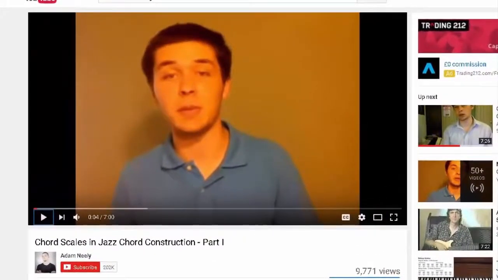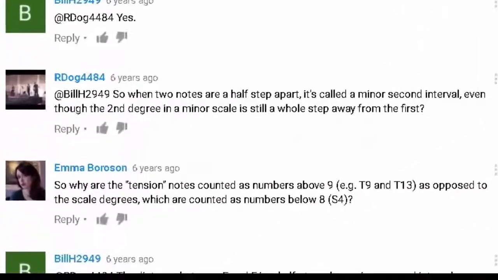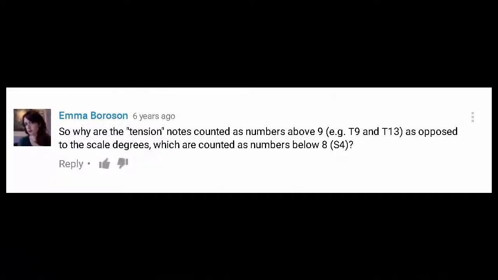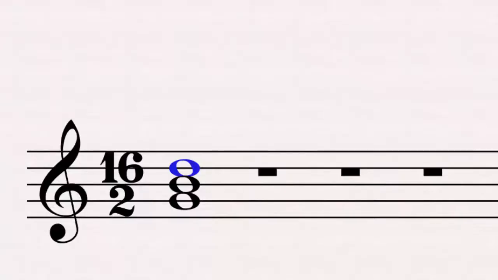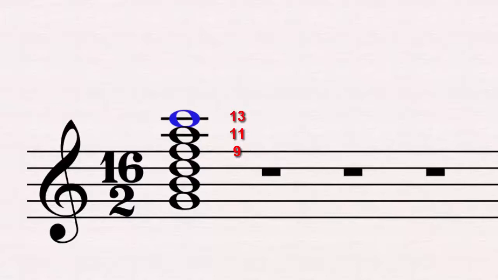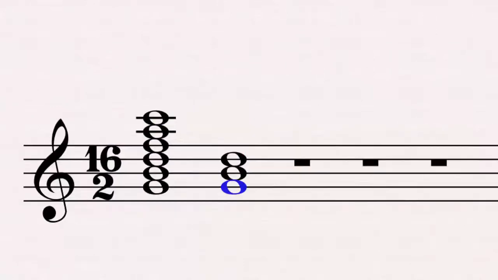I just want to carry on talking about chord symbols, and this time about extensions to chords and what actually happens in the chord symbol. Now I'm looking at a video by Adam Neely. Somebody called Emma Borison has asked, so why are the tension notes counted as numbers above 9? Example T9, that's tension 9, and T13, as opposed to the scale degrees, which are counted as numbers below 8. And she's put scale 4.